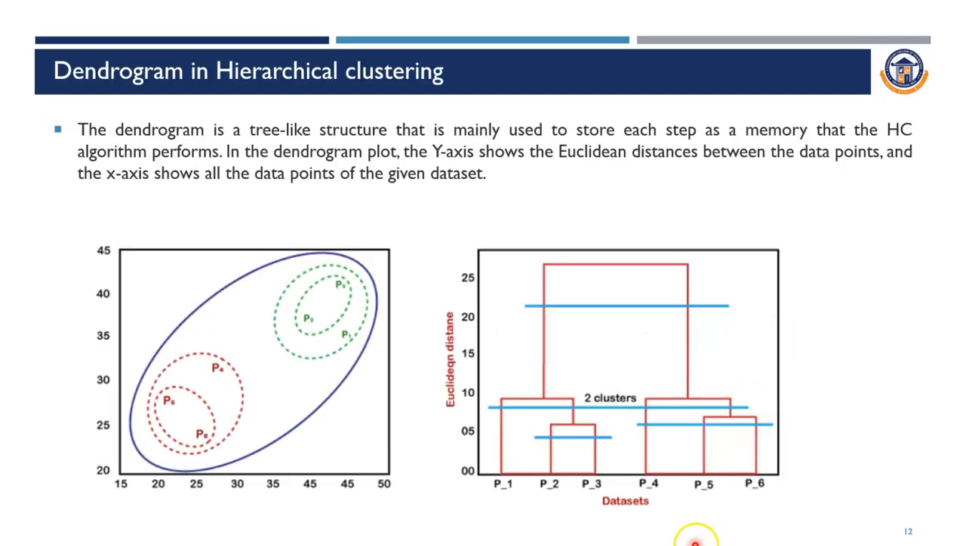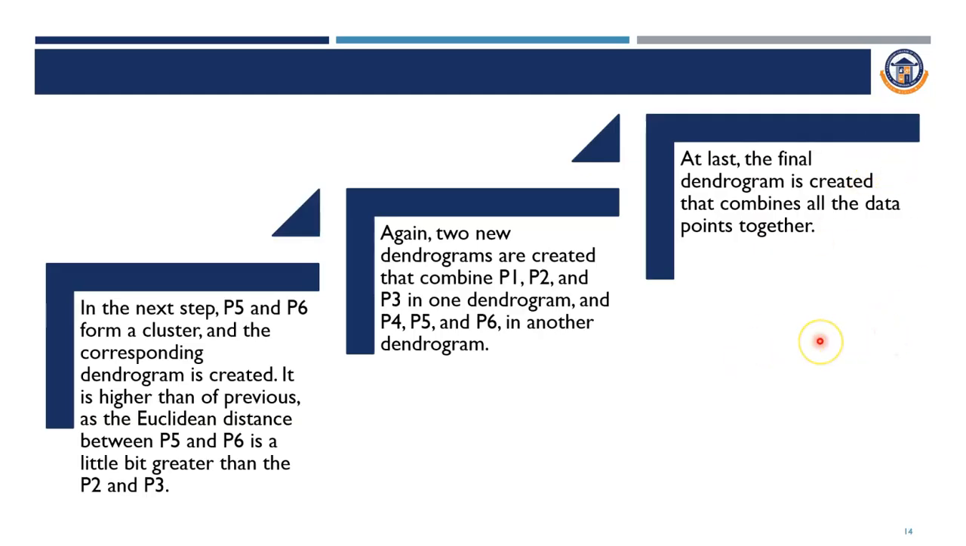See the diagram. The first group is P2, P3, based on the Euclidean distance. Second, P5 and P6 are merged. Then P5, P6 are combined at 0.4. Similarly, P2, P3 are combined at 0.1. So see the distance of these data points. And finally, we merge P1, P2, P3 with P4, P5, P6, and finally we consider the single cluster.